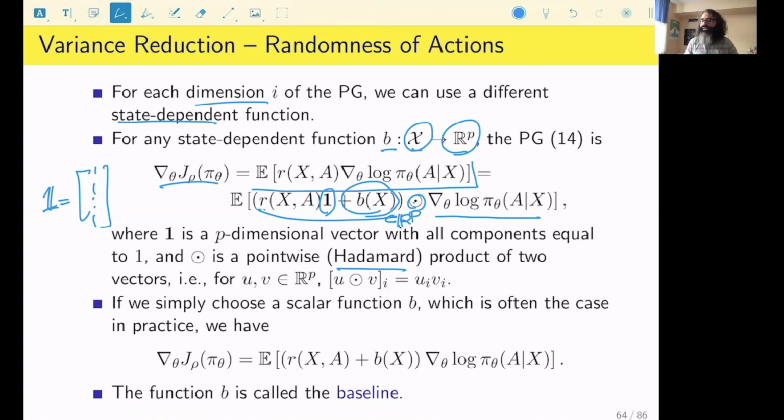Usually, I think people in practice just use a constant baseline. They wouldn't choose a p-dimensional baseline, but they just write it in this way. For all dimensions, they consider the same baseline, but this is not the most general case, and it wouldn't necessarily lead to the minimum variance estimator. This function b of x is called the baseline. And if we choose it well, we may be able to reduce the variance of our estimator.